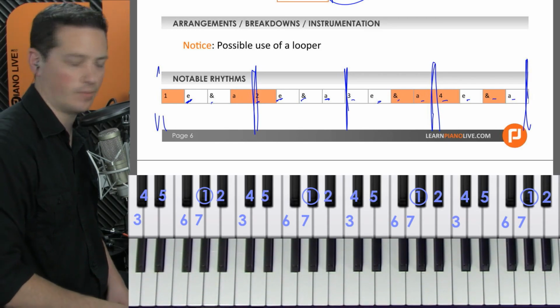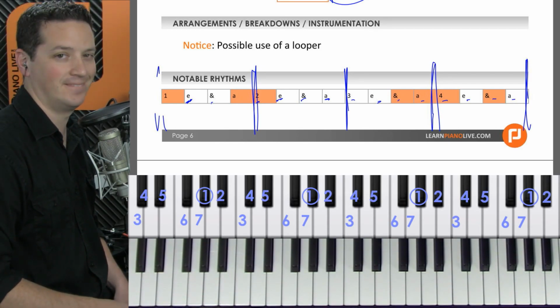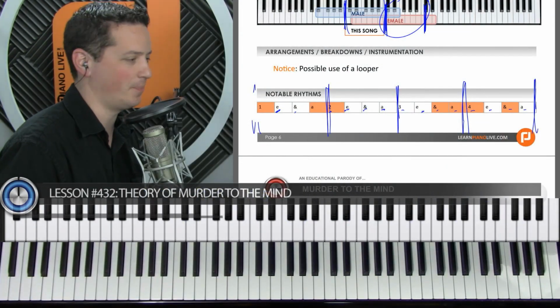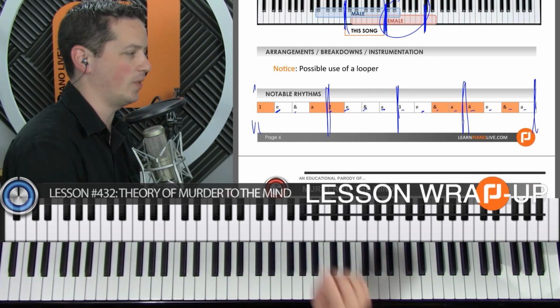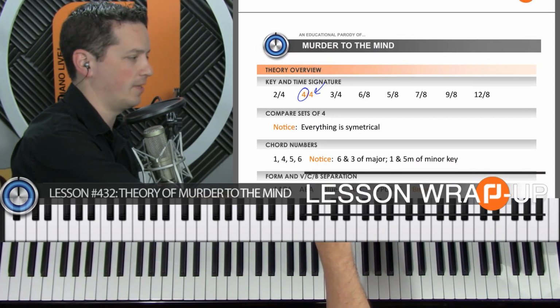So that is that rhythm all written out. Okay, that's it then. So that is all of the parts. Let's do our wrap up. We'll do our feature of the day and then get to whatever questions you may have about that stuff. That was the only notable rhythm, by the way, that I could find in there.